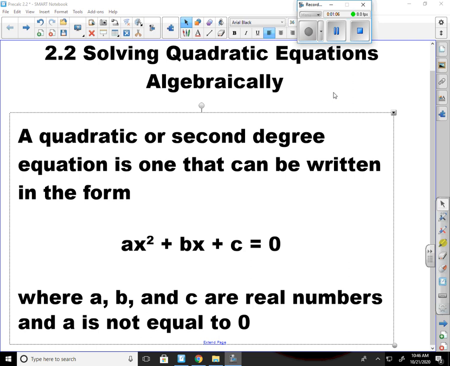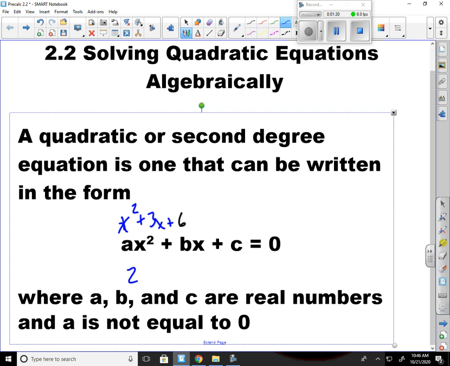So this would either just be like 1x squared, or just x squared plus 3x plus 6, or even 2x squared plus 4x plus 6, where each of these are just numbers, a, b, and c, and a can't be 0. Either of the other two could be 0. This could be 0x, which would just make this x disappear, or this could be a 0 on the end, which would make that disappear.